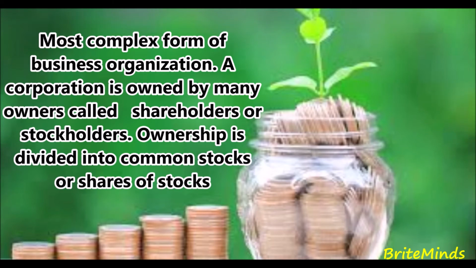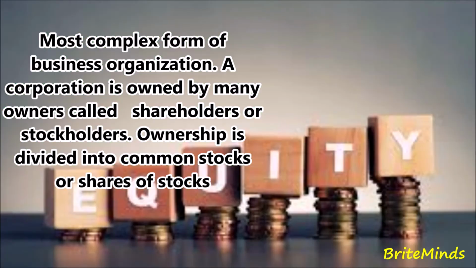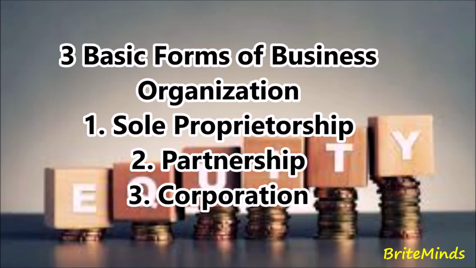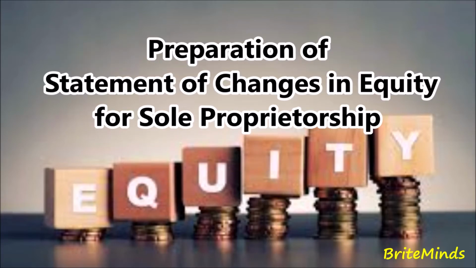Corporation is the most complex form of business organization. A corporation is owned by many owners called shareholders or stockholders. Ownership is divided into common stocks or shares of stocks. We already know that there are three basic forms of business organization. We can now proceed to the preparation of the statement of changes in equity for the sole proprietorship.